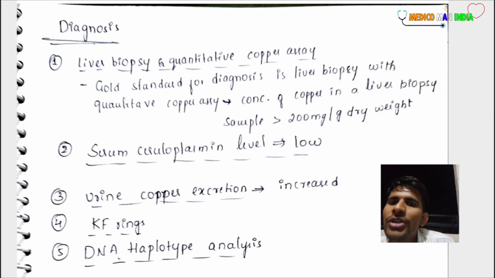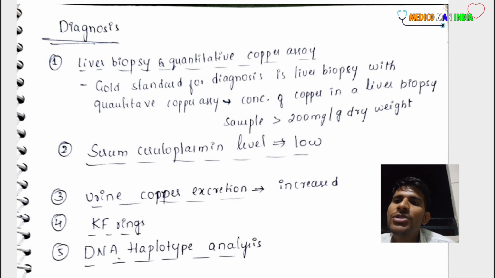Now coming to the diagnosis of this Wilson's disease. First we can do the liver biopsy and quantitative copper assay. On quantitative copper assay, you can see there is increase in the amount of copper content. This is the gold standard for diagnosis: liver biopsy with quantitative copper assay. Copper concentration in the liver is increased, that is greater than 200 micrograms per gram of dry weight of the liver.